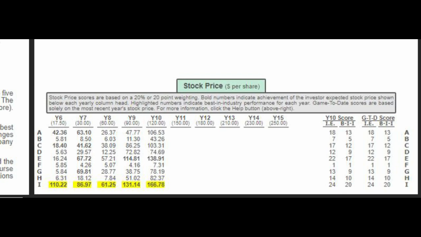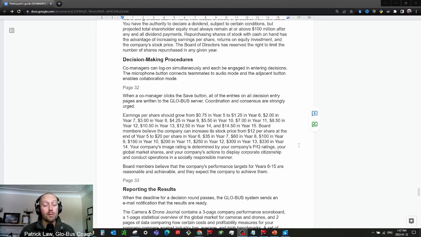Your company's image rating is determined by your company's PQ ratings, your global market shares, and your company's actions to display corporate citizenship and conduct operations in a socially responsible manner. Board members believe that the company's performance targets for years 6 to 15 are reasonable and achievable, and they expect the company to achieve them.